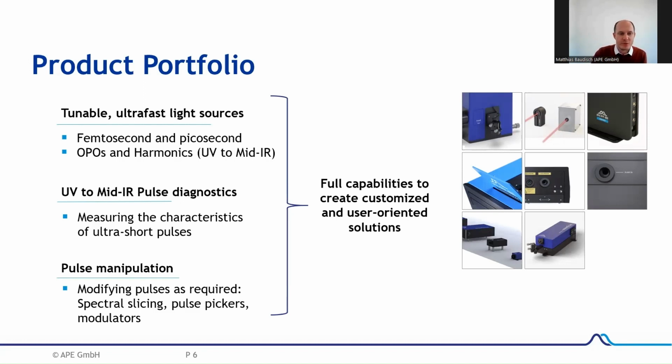The second branch is diagnostic tools, diagnostic devices for ultrafast lasers for measuring what is really coming out. And the third branch is pulse manipulation. This means you already have your ultrafast laser or light source that you bought from some company, and afterwards you want to change the properties of these lasers, like the spectrum that comes out, the pulse repetition rate that comes out, or want to modulate the pulse chain. And this can all be done with our devices. The nice thing about the full combination is that it gives us the capability to create really customized and user-oriented solutions.